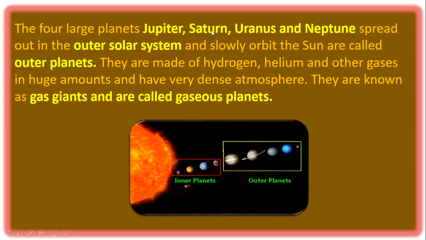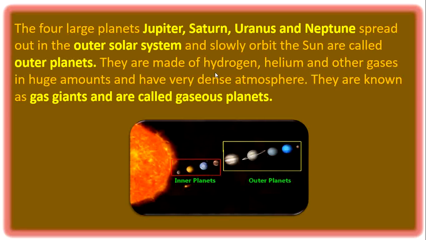The 4 large planets, Jupiter, Saturn, Uranus and Neptune, are spread out in the outer solar system and slowly orbit the sun. They are called outer planets. These planets are made of hydrogen, helium and other gases in huge amounts, and they have a very dense atmosphere. So we call them gas giants, or gaseous planets.